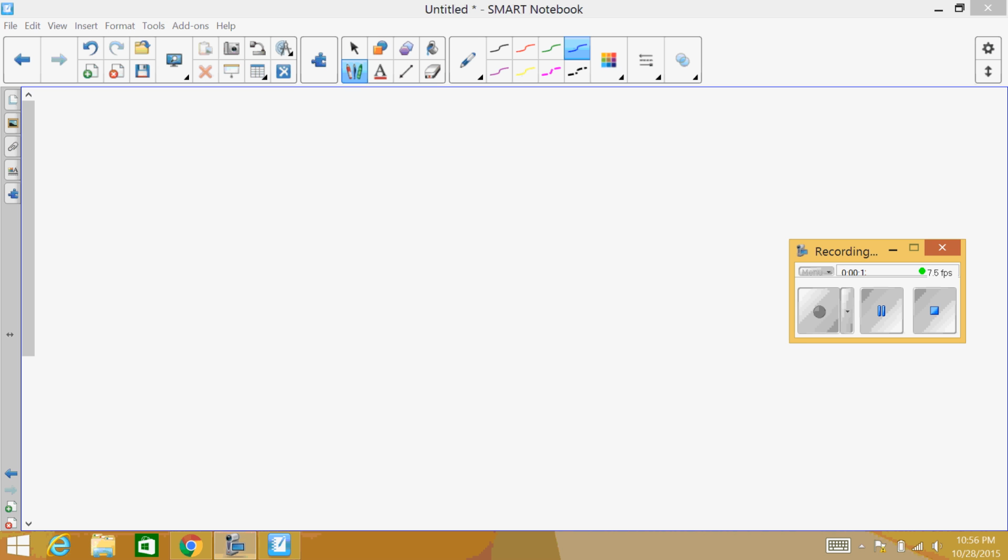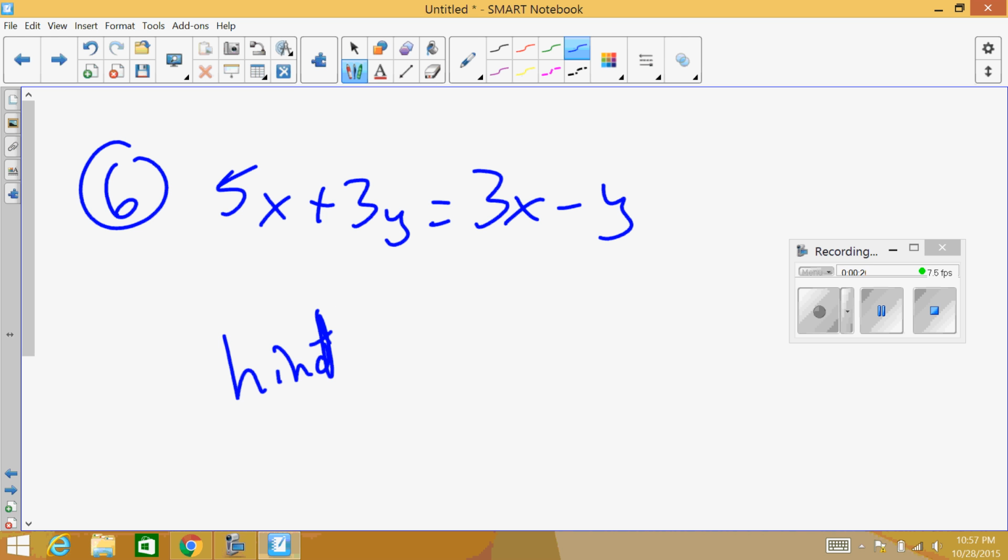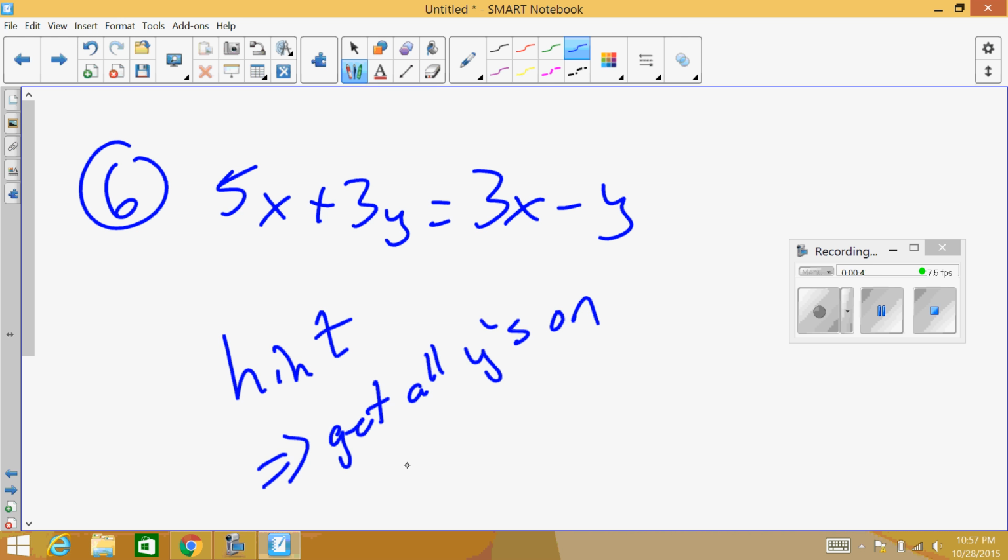Just a hint for you in number 6. The problem is 5x plus 3y equals 3x minus y. So my hint for you is to make sure that we get all of the variable that we want on the same side. So we want to get y by itself. Well, that means we need to get all the y's on one side before we start to actually get y by itself. So get all the y's on one side, combine the like terms, and then move everything away from the y's. And I'm going to stop there because I want you guys to try that one.